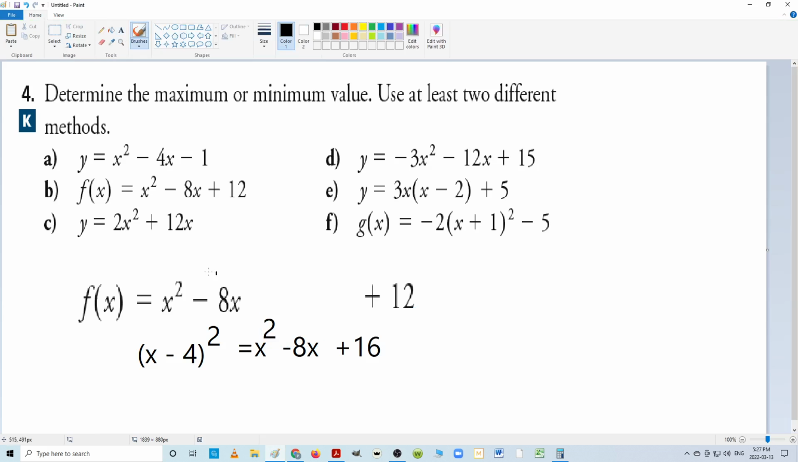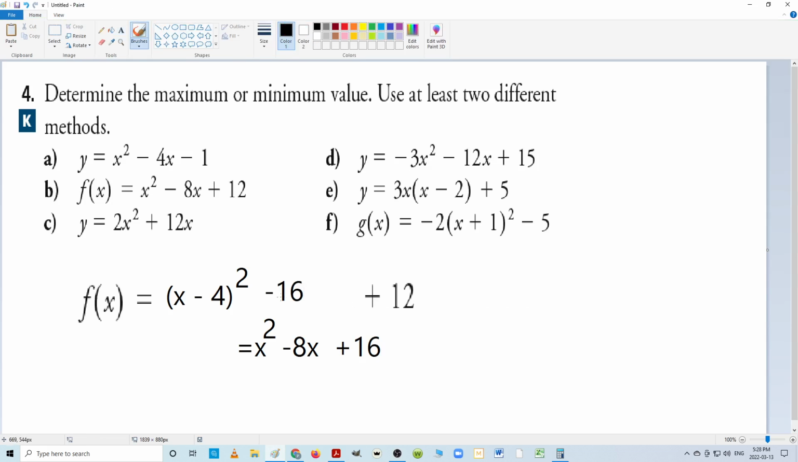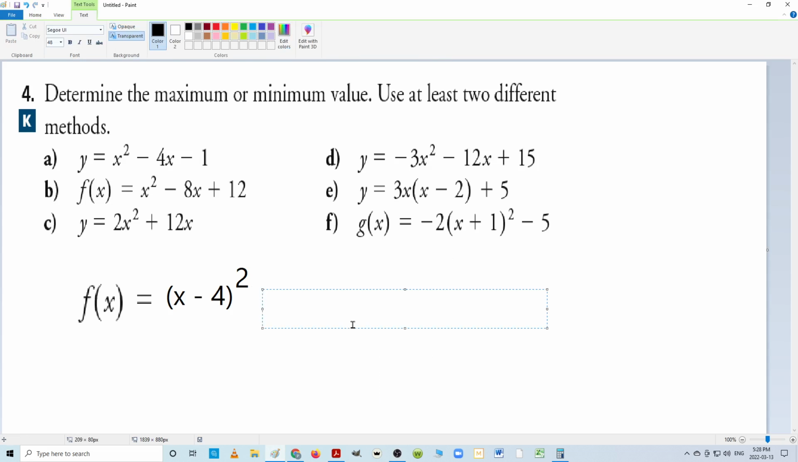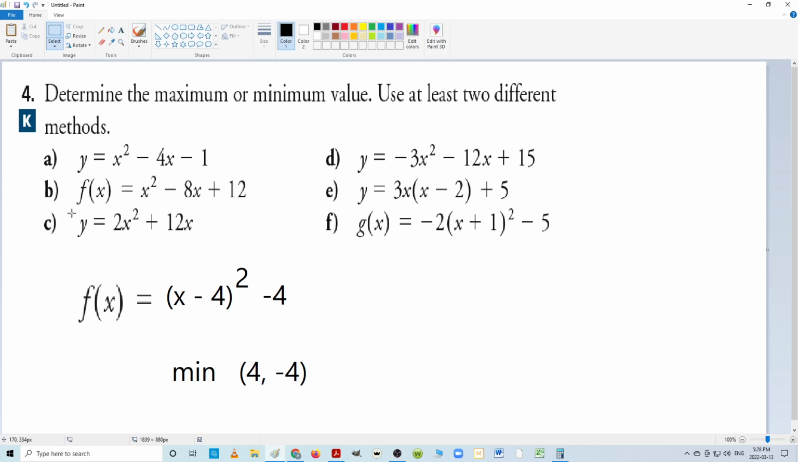So if I'm going to replace this with this, I have to subtract 16. So I'm going to replace this here. And I would have to subtract 16 to do it. That way, when this expands and I subtract the 16, I'll be left with that, which is what I want. Now when I take minus 16 and I add 12 to it, I get minus 4. Which means the vertex of this, which is a min value, is 4, comma minus 4. On to the next one.